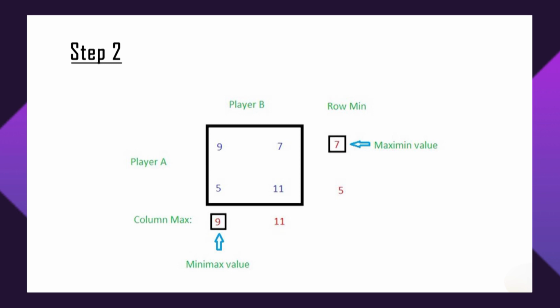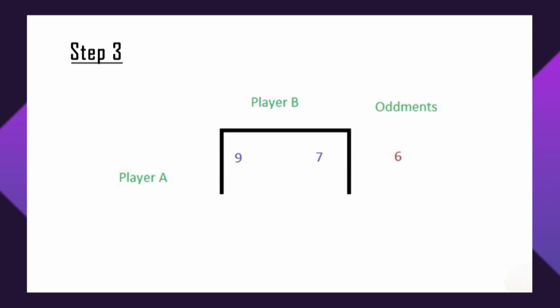It means there are 2 faces of the coin. If we have the tail, then definitely we do not have the head. If we have the head, then definitely we do not have the tail. The same here, minimax and maximin values are defined by the 7 in the row and 9 in the column. Step 3 is again very simple. Oddments are defined here. Player A oddments in the column 6 and 2.